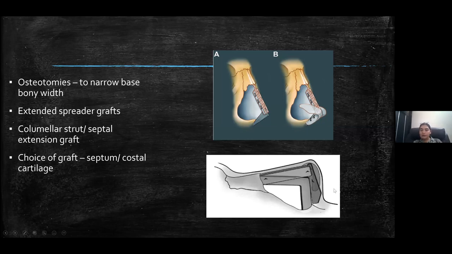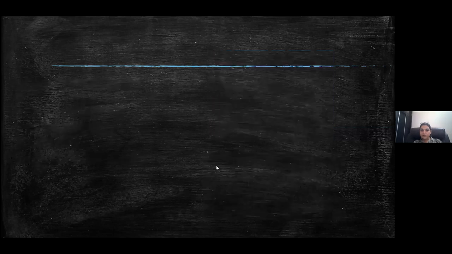Usually these grafts can be harvested from the septum, or rarely, in cases where you don't get sufficient straight septal cartilage, costal cartilage will be of great help. So in this patient, I had used extended spreader grafts with a septal extension graft, and I could give a good dorsal augmentation with good support to the tip.